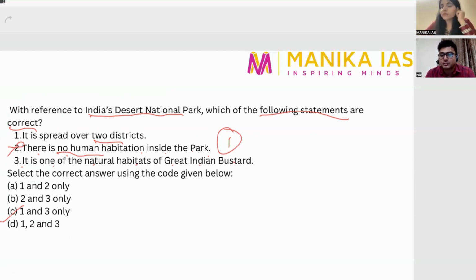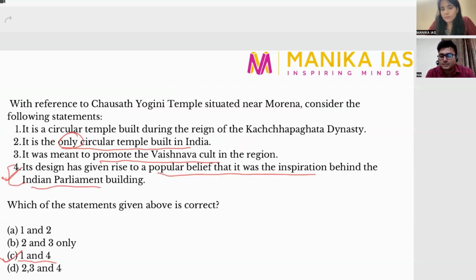There was no such thing as no human habitation. Human habitations are there in national parks. So just by knowing this information, you can get this question right. So statement 2 is wrong. Statement 2 is eliminated, and you got your answer C. There's no rocket science to it, right? Even in the previous question which ma'am was just discussing, the Chausath Yogini temple, it says it is the only circular temple. Just by knowing that statement 2 is incorrect, you have your answer in the form of 1 and 4. Obviously, the claim that it was meant to promote Vaishnava cult is not a correct statement, right?